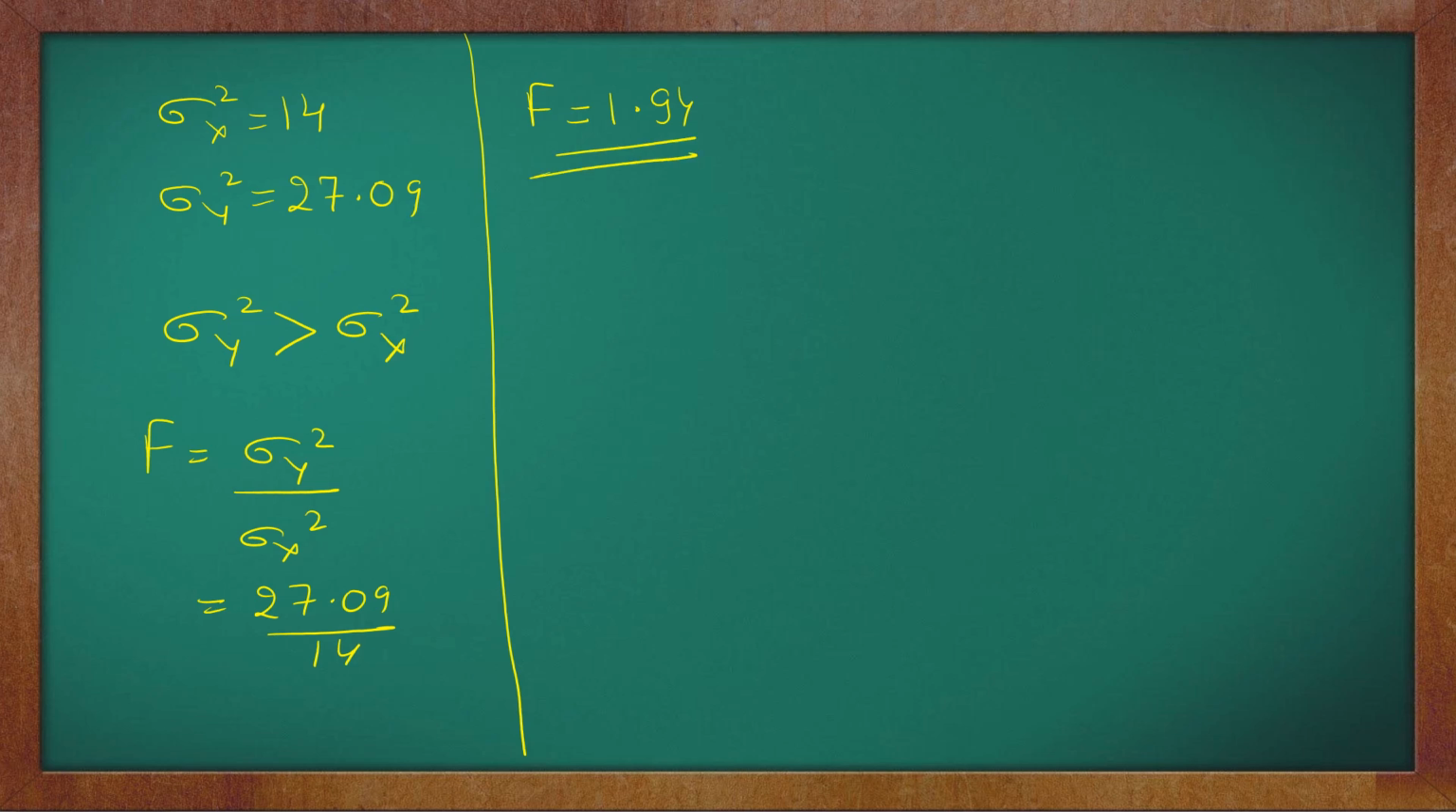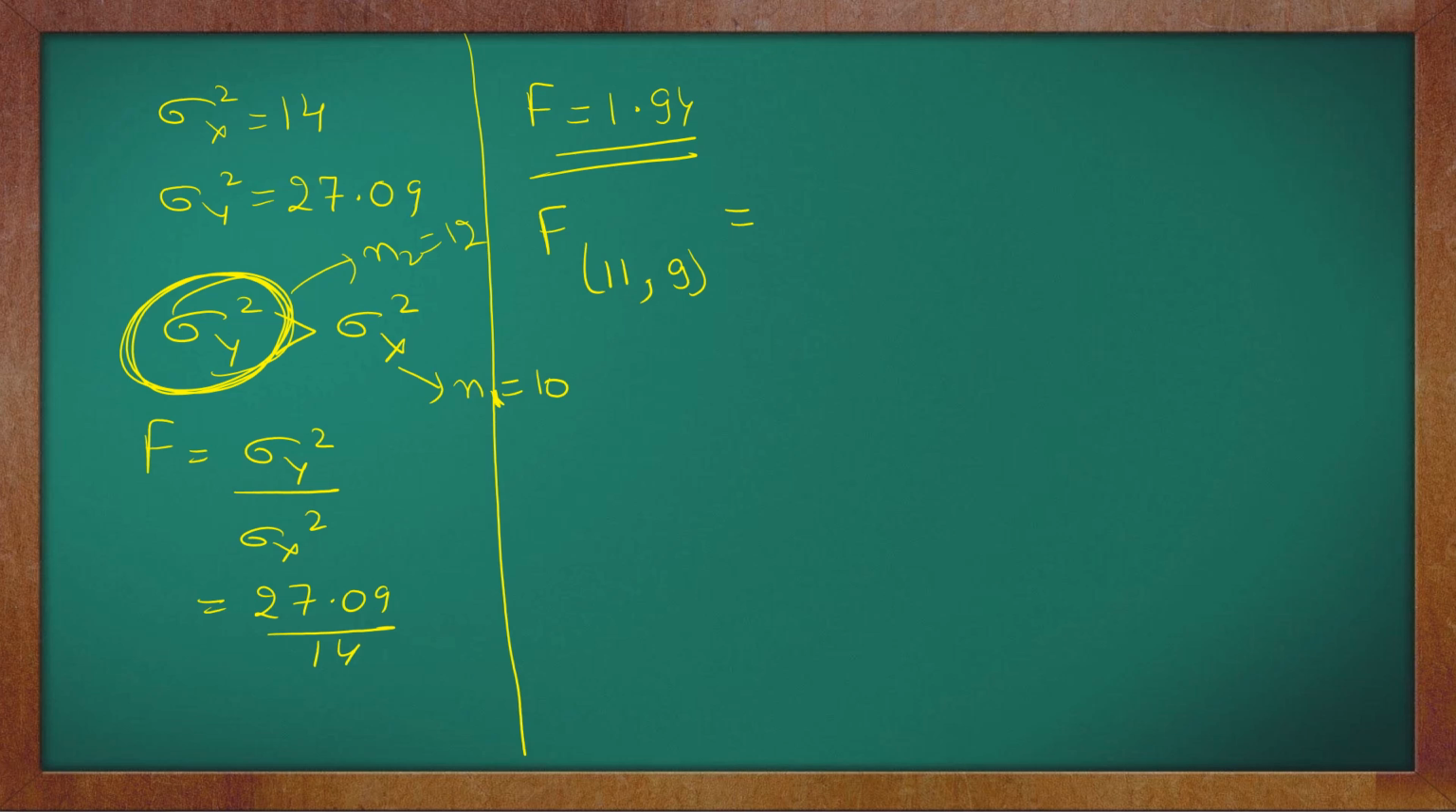Now, who was in the numerator? You can see y. So what is the n2 value? 12. So how to check the degree of freedom? 12 minus 1, 11. And for this one, the denominator is sigma 1, where n1 we have said is 10. So the degree of freedom is 9.